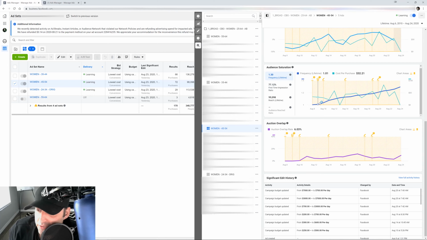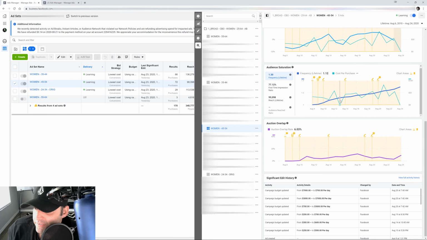But as you know, the longer the ad set keeps running and going, your saturation is going to go up. There's only so many people in that audience that Facebook can reach, right? So when you look at this, you can see your saturation going up, which equals your frequency, right?